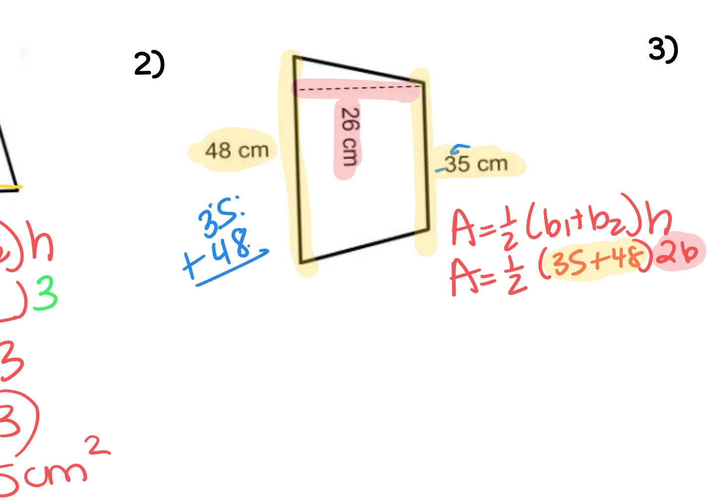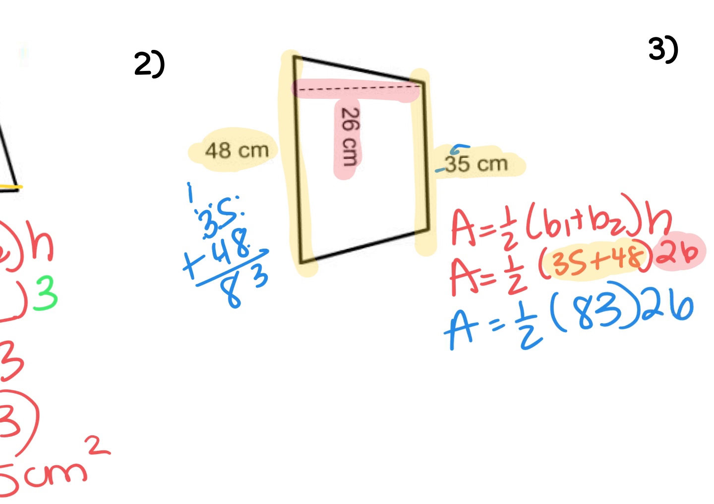8, 9, 10, 11, 12, 13, 4, 5, 6, 7, 8, 83. Area equals half 83 times 26. I'm going to go double check my work. 8, 9, 10, 11, 12, 13, 3, 4, 8.